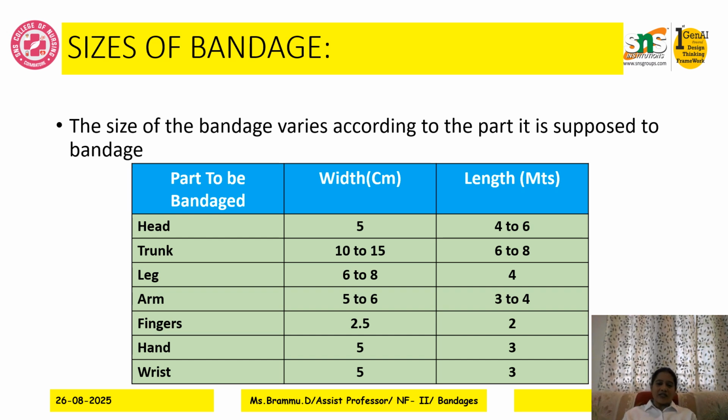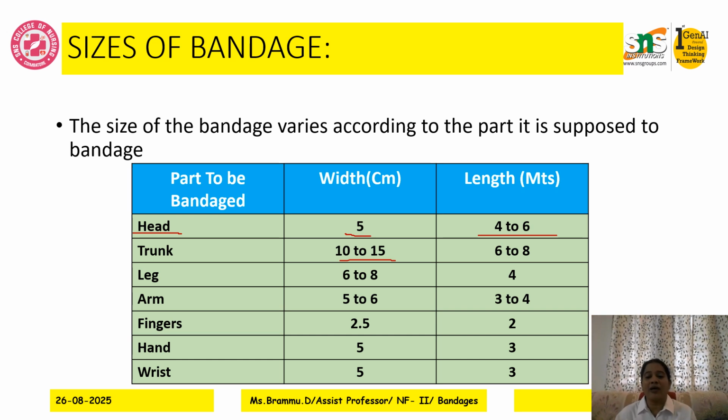The sizes of bandages depend upon the part we are going to cover. If the patient is going to get covered around the head, then you must have a width of around 5 centimeters, and the length of the bandage must be around 4 to 6. If you're going to cover the trunk, which is your chest or thorax, then the width of the bandage must be 10 to 15, and the length of the bandages must be around 6 to 8 meters.